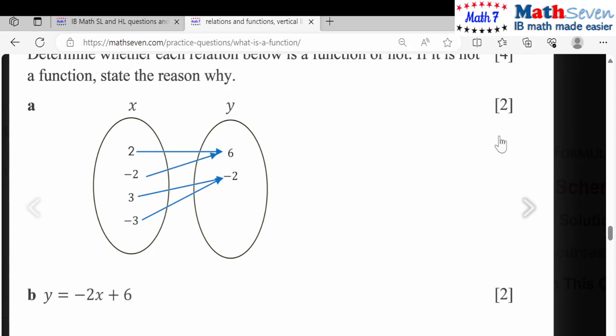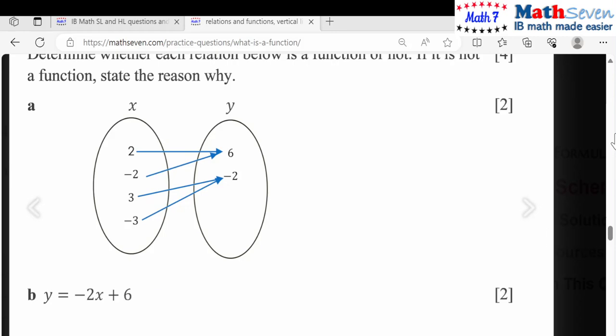Yes, so this input, which is the 2 or the -2 and the 3 or the -3, they have this output. So 3 doesn't have two different outputs. It has the same output, which is -2. I know that the -3 and 3 share the same output. It doesn't matter. And the 2 and -2 share the same output. It doesn't matter. But as long as the input doesn't have two different outputs, this is where the problem occurs. So for part A, it is a function.